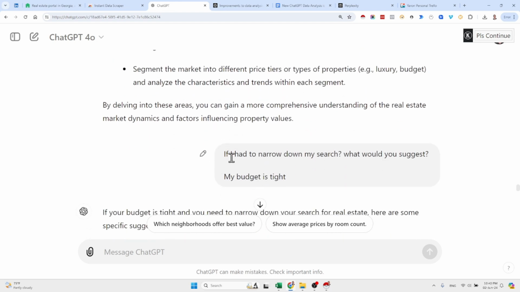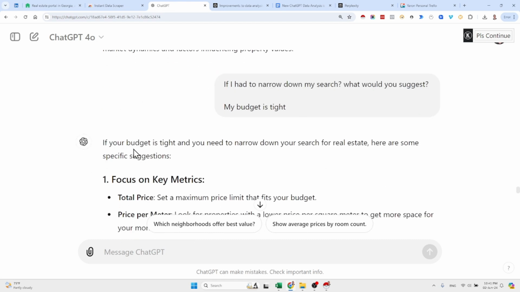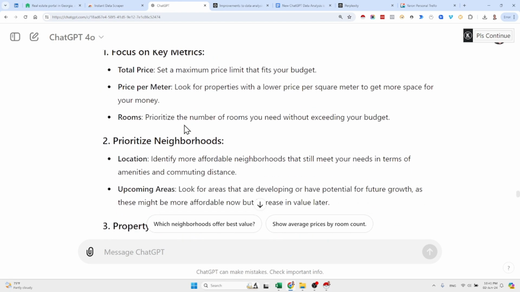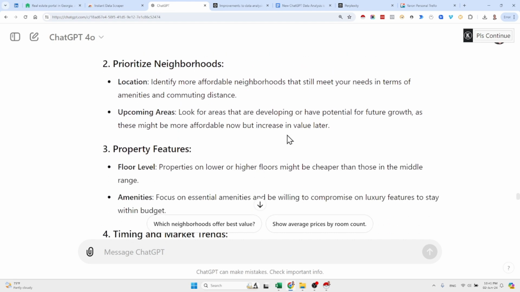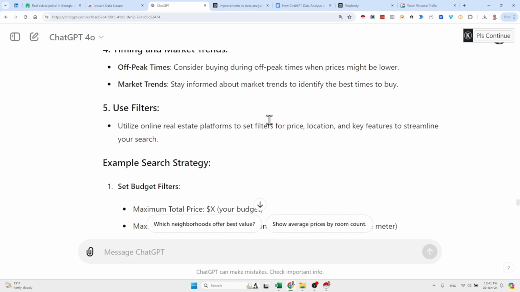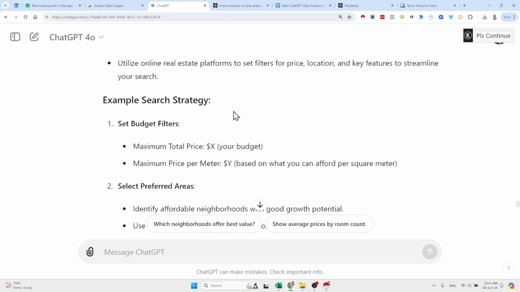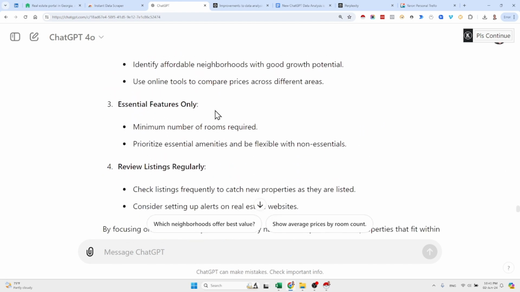Now I asked it, if I had to narrow down my search, what would you suggest? My budget is tight. If your budget is tight and you need to narrow down your search for real estate, here are some specific suggestions. Focus on key metrics, total price. Set a maximum price limit that fits your budget. Price per meter. Look for properties with a lower price per square meter to get more space for your money. Prioritize the number of rooms you need without exceeding your budget. These are all great explanations that are not necessarily relevant in my case, because this is just a demonstration.